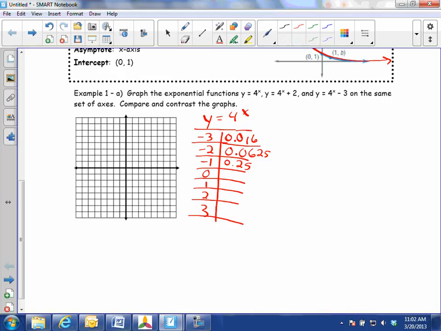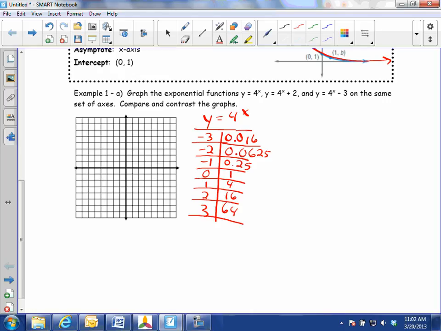How about 0? We can do that without doing our calculation. Any number to the 0 power is 1. And we can do 1 there. 4 to the 1 power is 4, and 4 squared is 16, and 4 to the 3rd is 64.